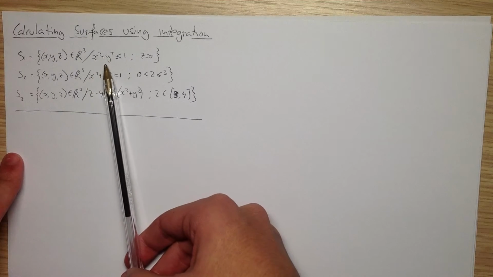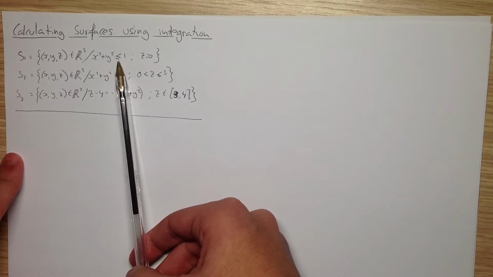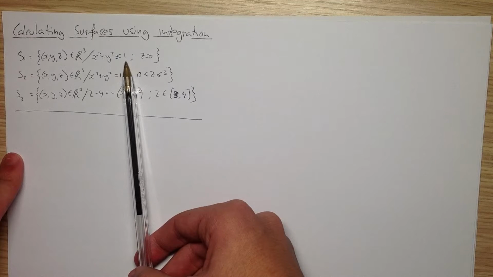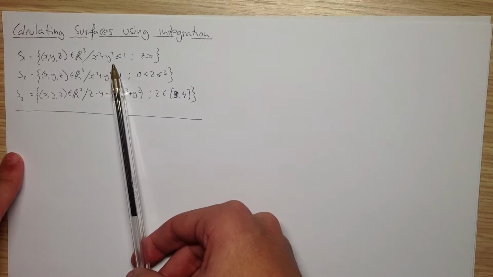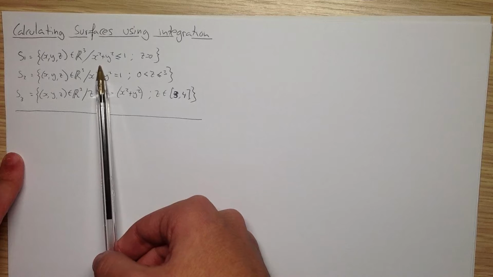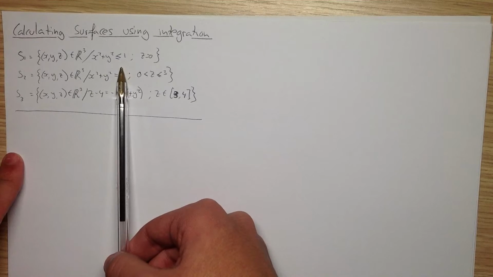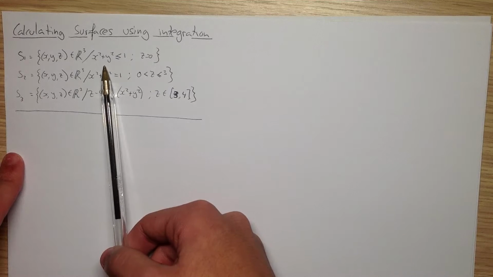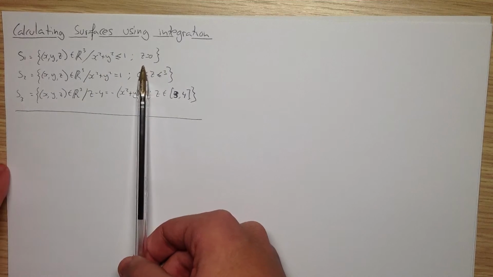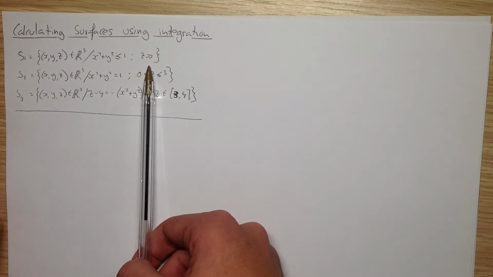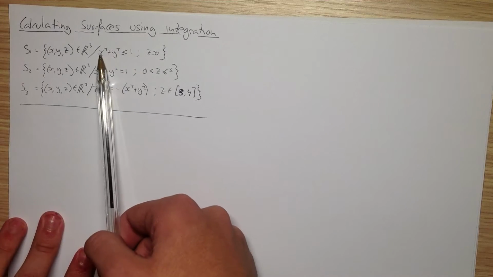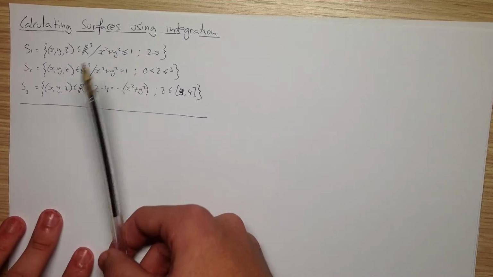x squared plus y squared is less than or equal to 1. This means that it is a circle of radius from 0 to 1 in center 0, 0. And here it says that z equals 0, which means that this circle is in the xy plane.